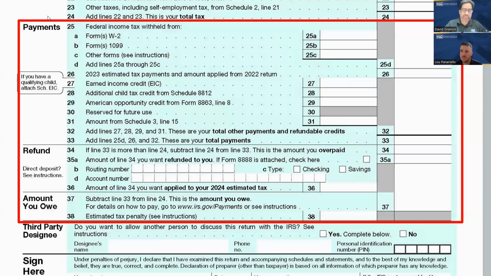Not to mention, obviously, if there's an amount owed, you want to look at that as well, just to be aware of the liability that's coming your way. Moving on.